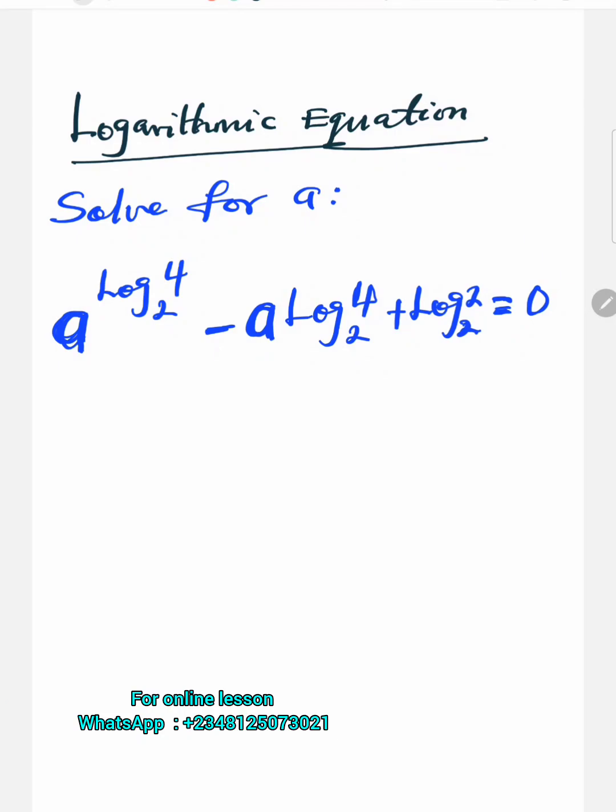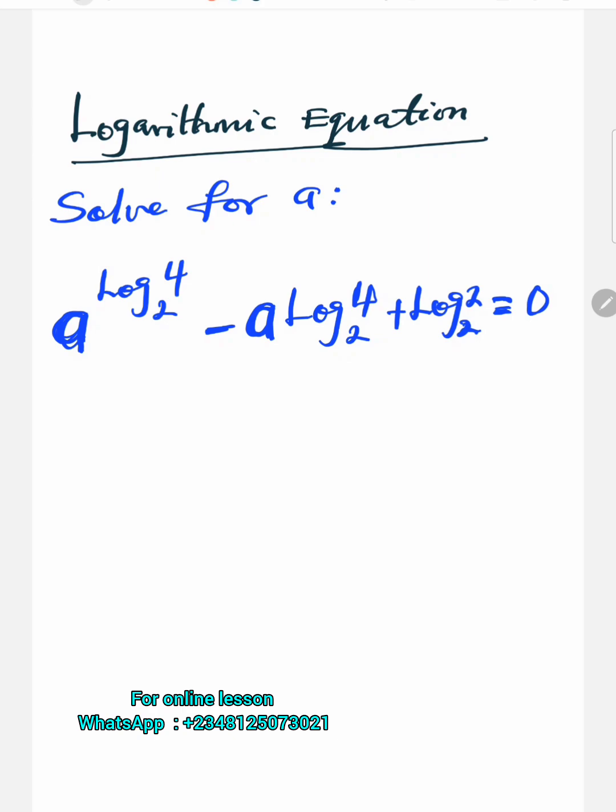In today's class, we are going to provide a solution to this logarithmic equation. So we're having to solve for a: a raised to log of 4 to base 2, minus a multiplying log of 4 to base 2, plus log of 2 to base 2, equal to 0. So this equation is very, very easy. It can be solved within a minute.